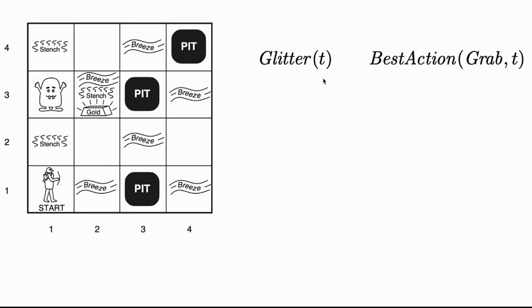So what do we do? You define a function called glitter of t, where t is the time. So at time t, if the agent experiences glitter, then the best action would be to grab that gold. Okay, so here I have to put for all t. So for all t, which means at any time t, if glitter of t is true, then the best action is to grab it.